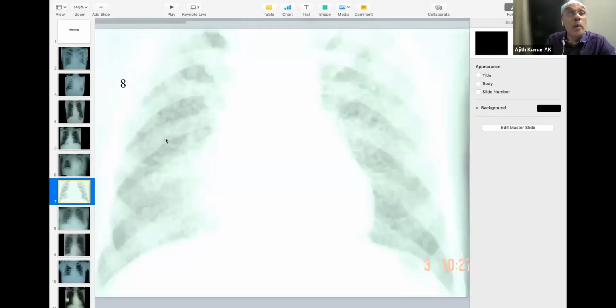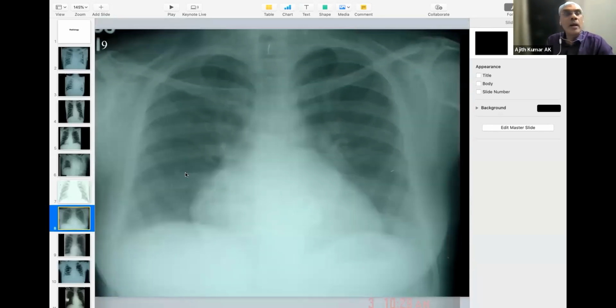Here you can see a lot of millet-sized shadows, 2 millimeter shadows. The commonest diagnoses are miliary TB, metastatic malignancy, sarcoidosis. These will be the millet shadows. You can see the grain shadows or whatever you see in the X-ray.